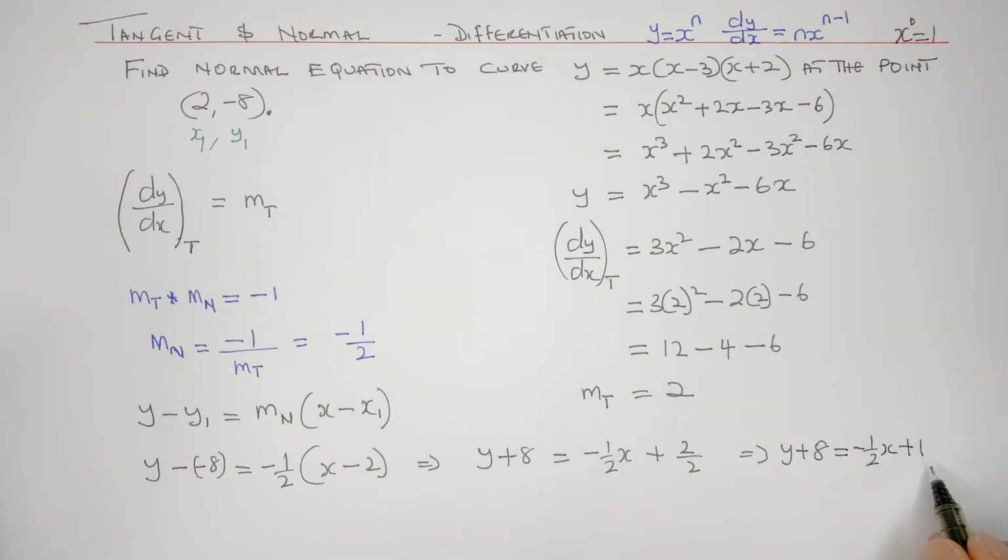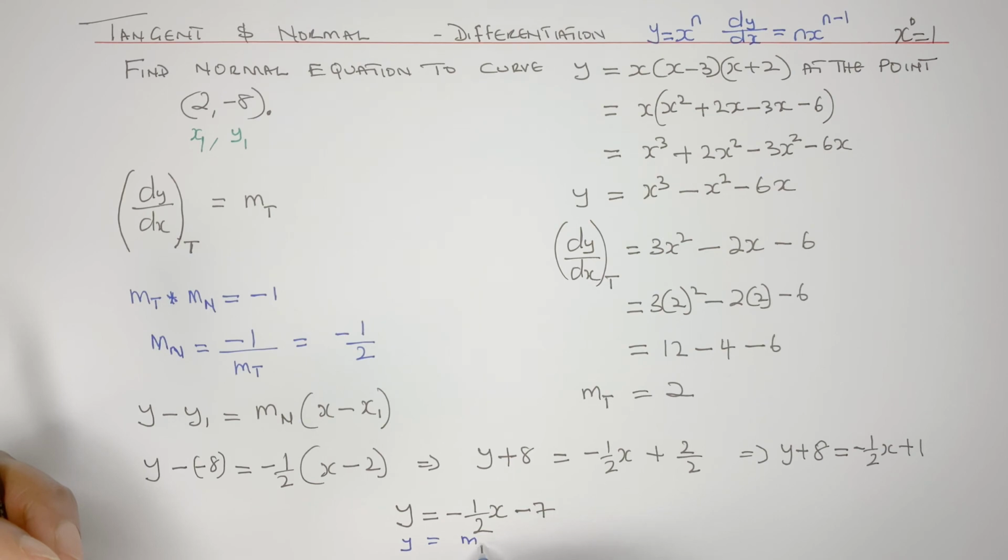And if I take away 8 from both sides, if I move the plus 8 to the other side, that'll become minus 8. So therefore, the equation of the normal will be y equals minus a half x, that'll be the gradient of the normal, minus, if I take away 8 from both sides, that'll be minus 7. So this equation is written in the form of y equals mx plus c.